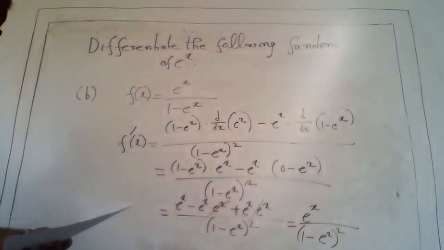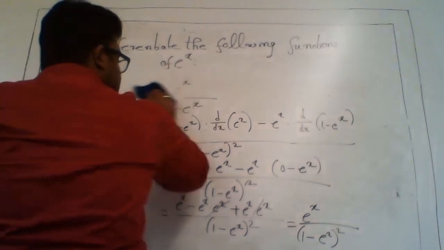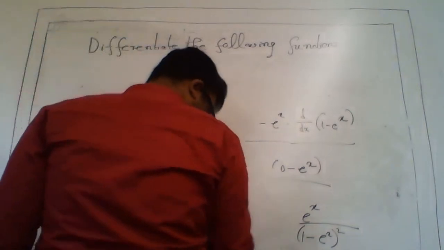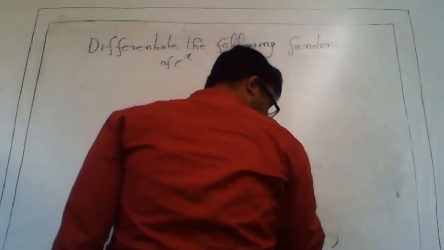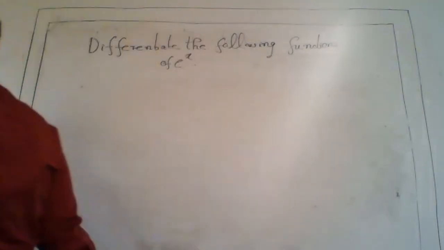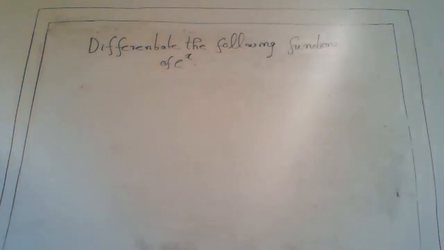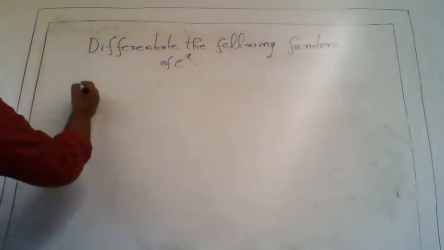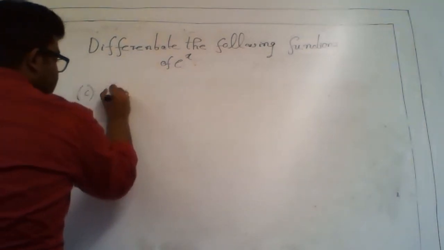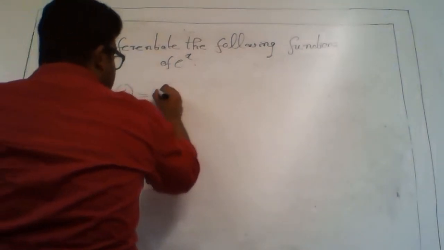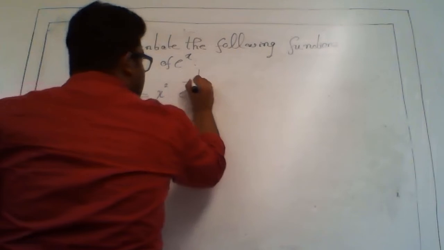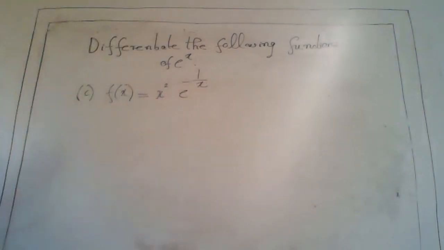Now let's take the next problem. f(x) equals x square e to the power minus 1 over x. Okay, so you have to apply the product rule because you have two functions.